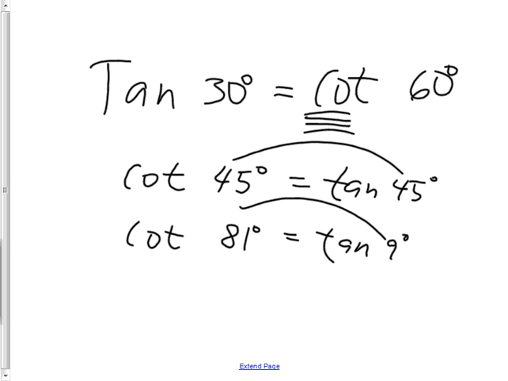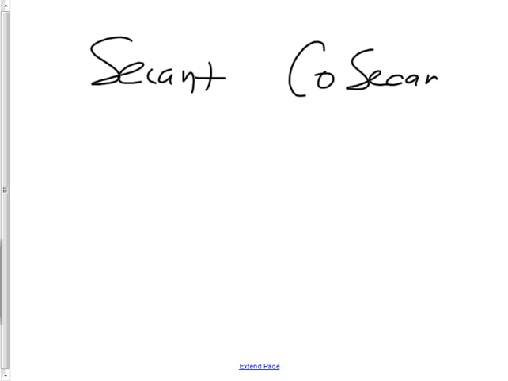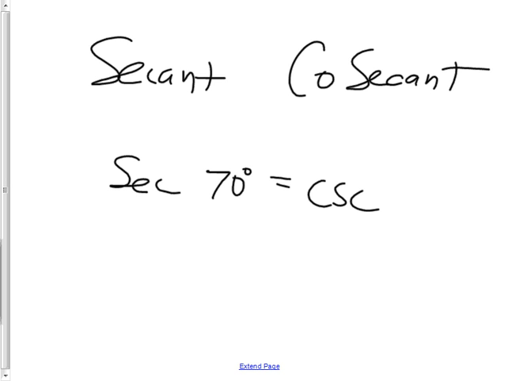You getting this? So extend it one last time. What are the last two I haven't done yet? Yes. Secant and cosecant. Those are cofunctions. We usually abbreviate them with SEC and CSC. So secant of, let's say, 70 would equal cosecant of what? Still adds up to 90.